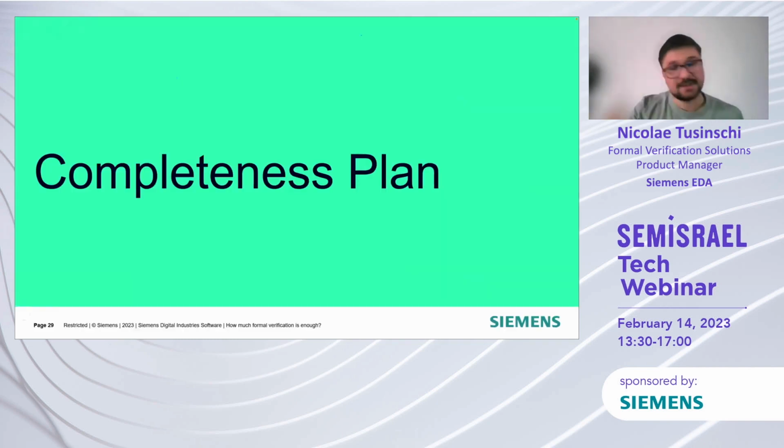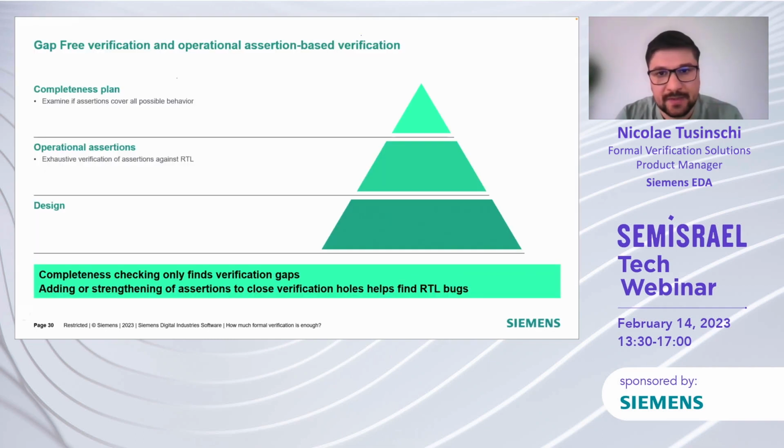But all of these tests, when we put them together, we need to specify them in a completeness plan. And let's look at what we have so far. So we have the design, and then we have the operational assertions that exhaustively verify the design against the assertion. And we have another ingredient, which is the completeness plan. Basically, based on this completeness plan, we're going to end up with a set of the completeness tests that I described previously. So looking forward, we have a design. This is RTL, or it can be VHDL, it can be Verilog. It doesn't really matter.